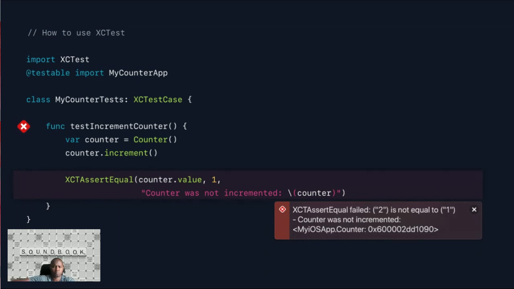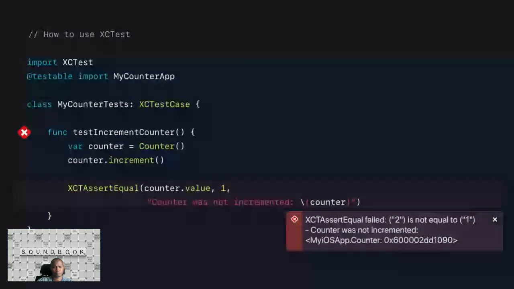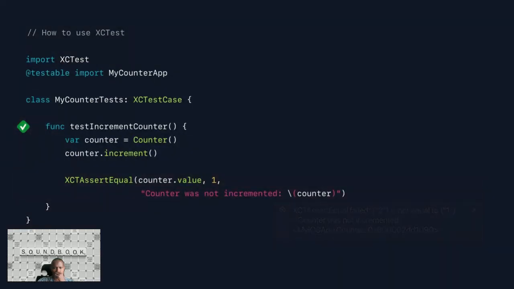In this case, we may have an off by one error in our source code, or we may have initialized to an unexpected value. We can go back to the source code, fix this issue, and run our test again until it passes.